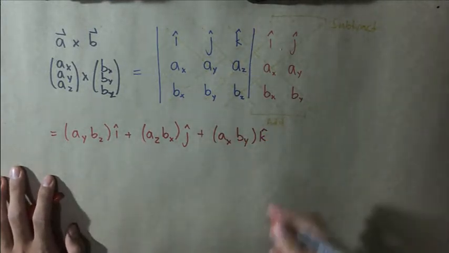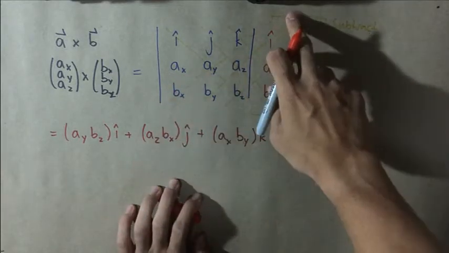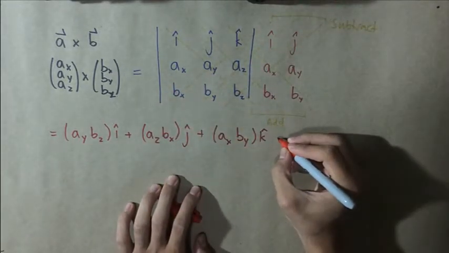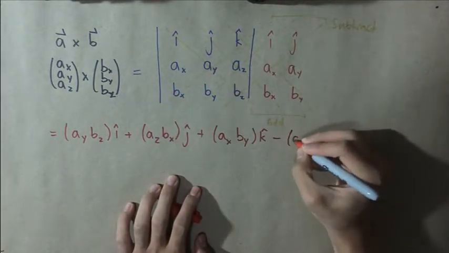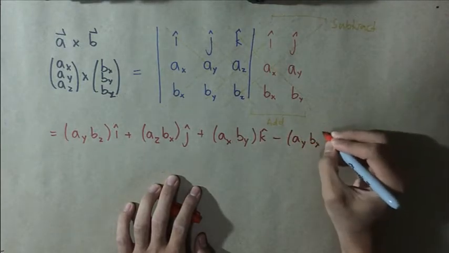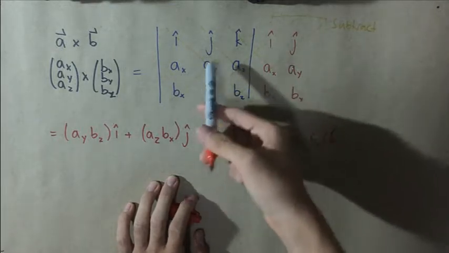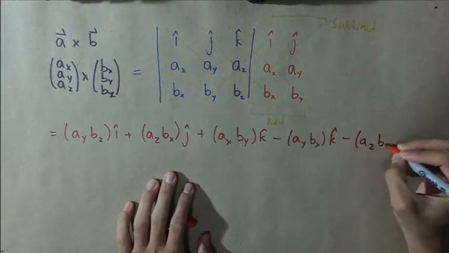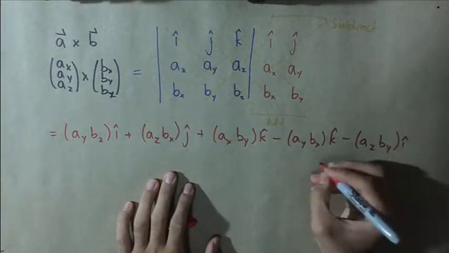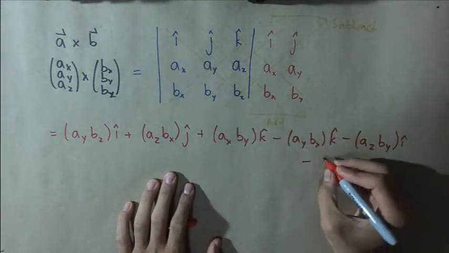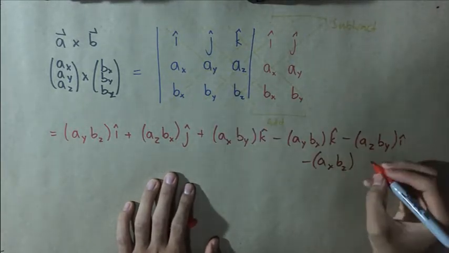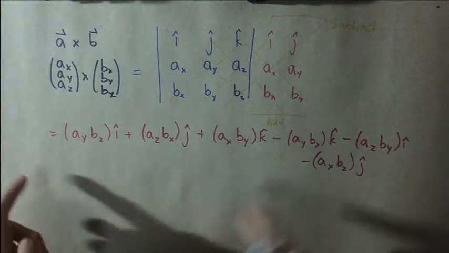Now we're going to start subtracting. We're going to go up the other lines now. Minus, we've got AY, BX with a K. Minus again, because it's still a minus, AZ, BY, I. Minus again, I'm going to do that here because it's going to run off, AX, BZ, of J. Now you've got this.